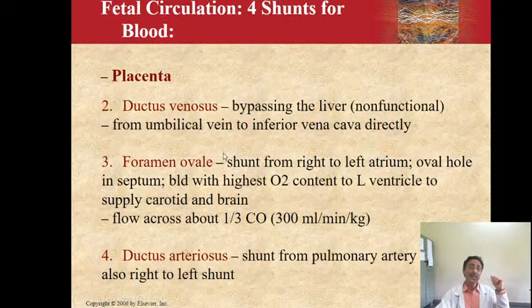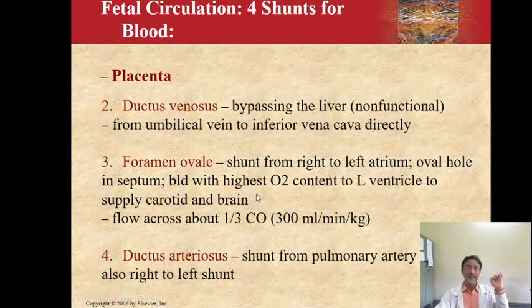Then the next shunt is the foramen ovale. The foramen ovale is a small opening which allows the blood to shunt from the right atrium into the left atrium. Normally, as you know, the blood has to go from the right atrium to the right ventricle and then into the pulmonary artery and then drain into the left atrium. But here, because of this foramen, there is a hole in the septum. This shunt allows the blood from the right atrium to go directly into the left atrium through the foramen ovale.